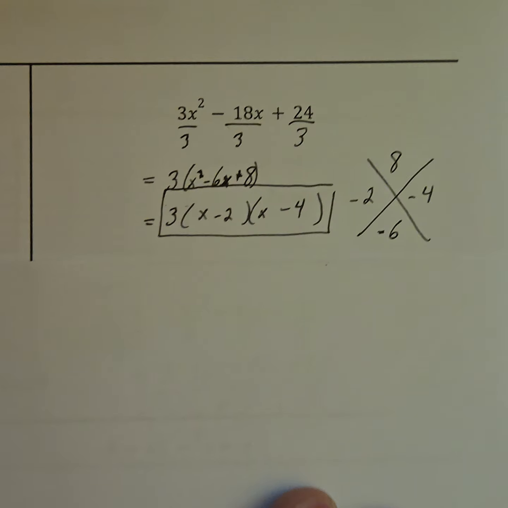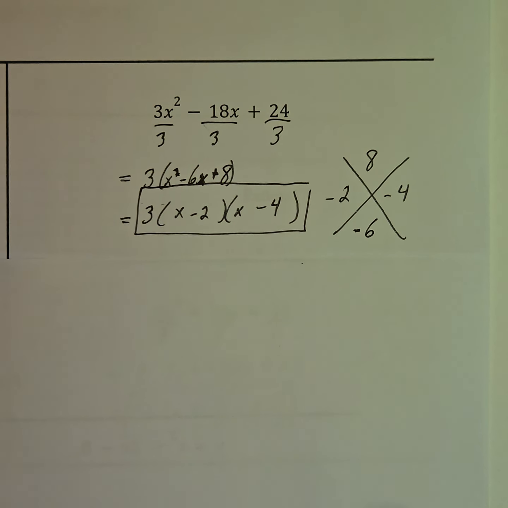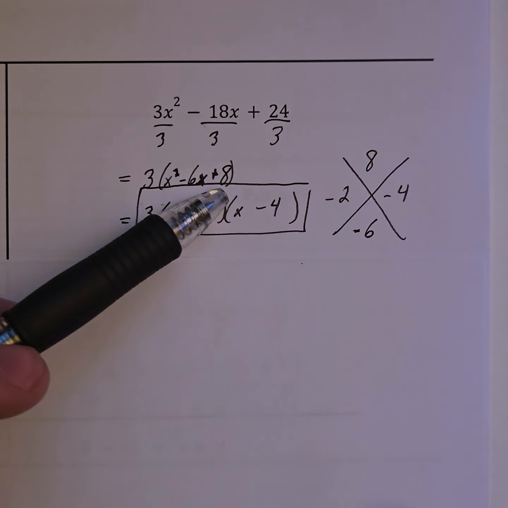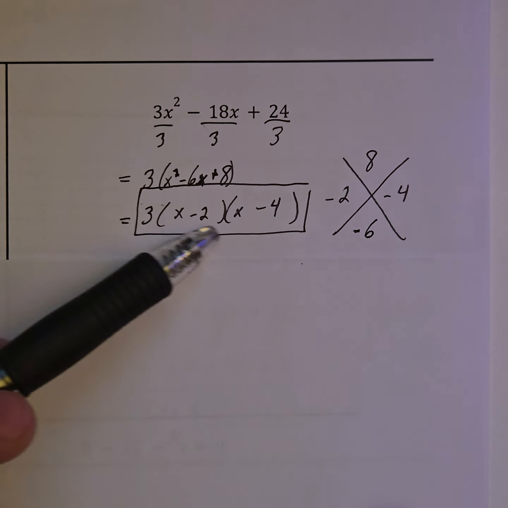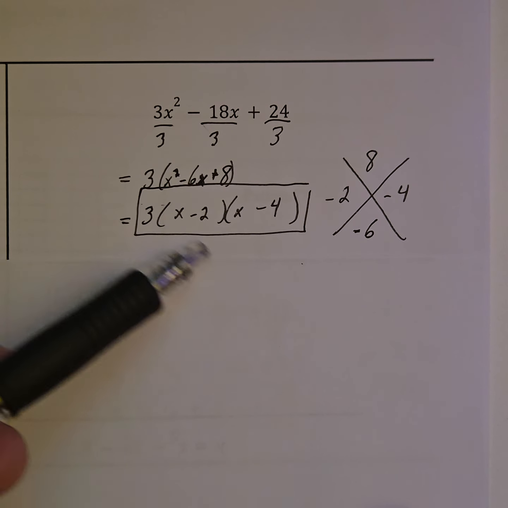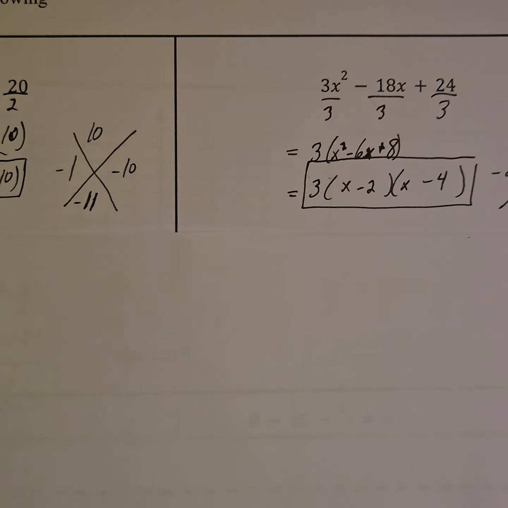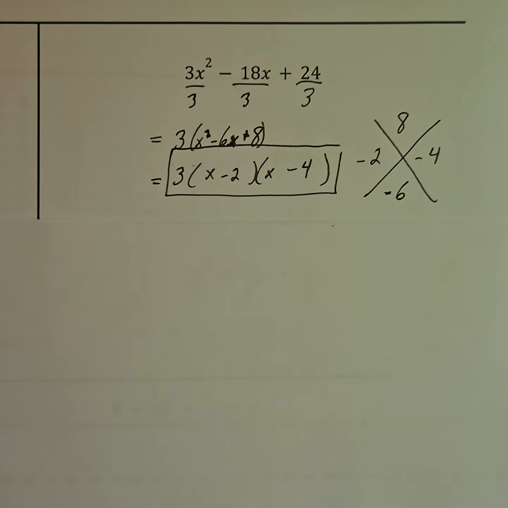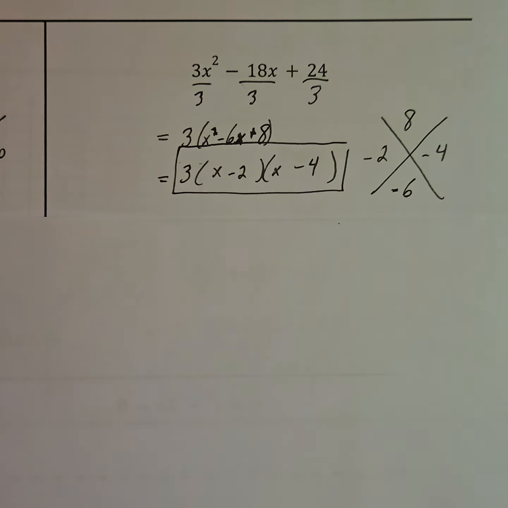Same thing on this second one here. You had to factor out a 3 first, and then 2 numbers that multiplied to 8 that added to negative 6 were negative 2 and negative 4. So there's your factors on that one. So double check your answers there. Pause if you need to copy that down.